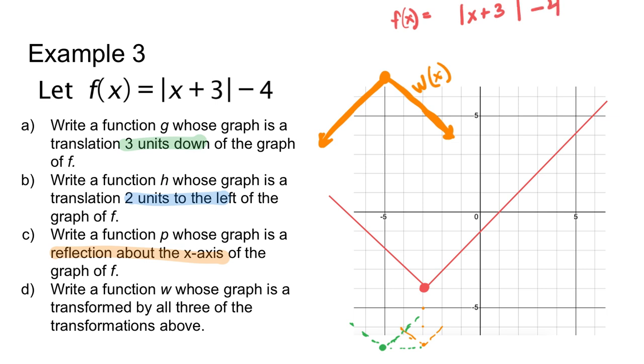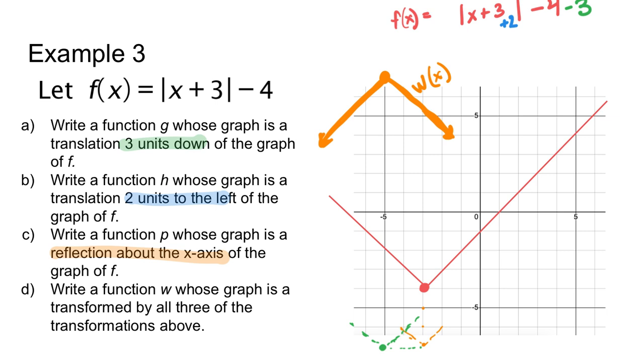And what's going to happen? Well, the first thing I'm going to do is I'm going to make sure that it went down 3 units. So that's going to be minus 3 units. And then I'm going to make sure I moved it to the left 2 units. Remember what that did? That added 2 inside those absolute value bars.